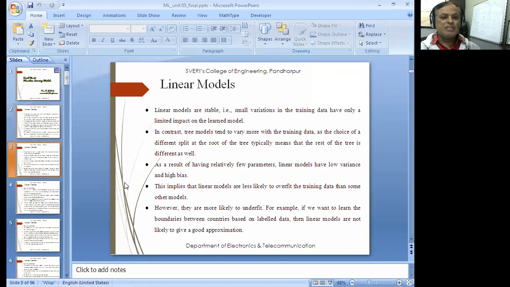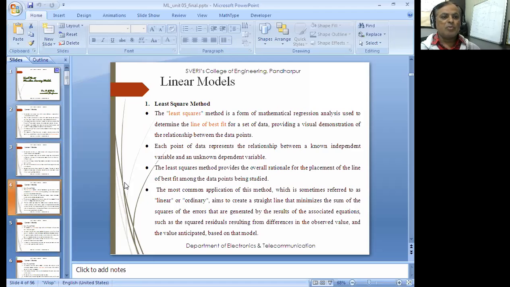So we have seen that it is less likely to overfit the training data, but it is most likely to go for an underfit. Underfit is nothing but both the training as well as testing performances are poor. It has low variance and high bias and relatively few parameters. One more very important thing as far as linear models are concerned is stability. Small variations in the training data have only a limited impact on the learning model. So that's a very good sign as far as linear models are concerned.